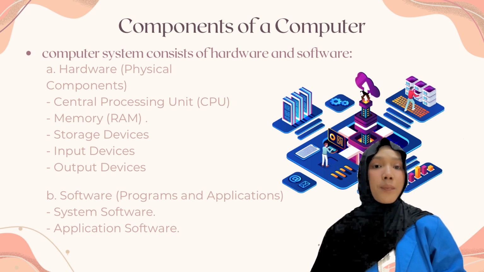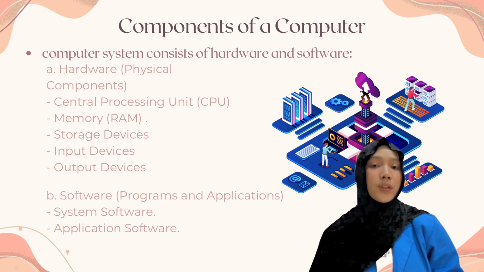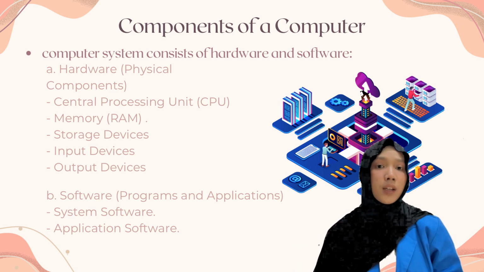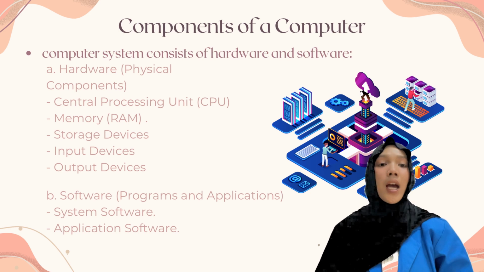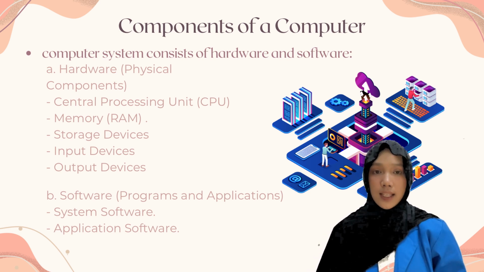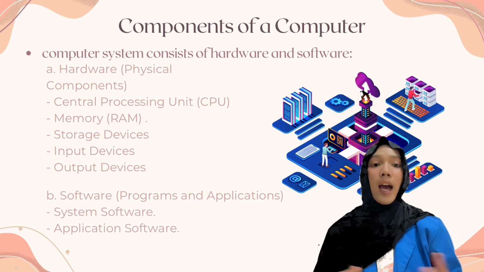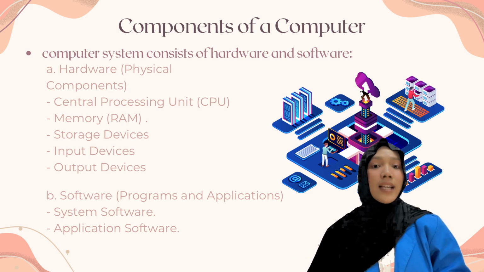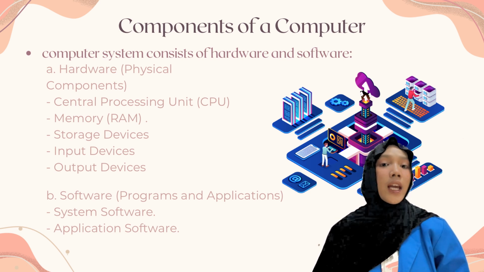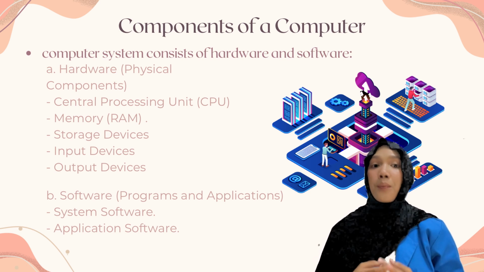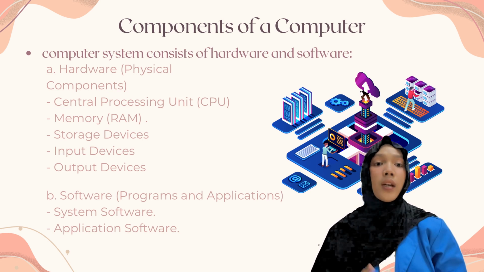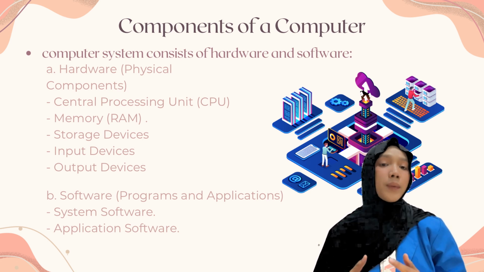A. Hardware, the physical components. Central Processing Unit, CPU, the brain of the computer, responsible for processing instructions. Memory, RAM, temporary storage for quick data access. Storage devices: hard disk drive, HDD, solid state drive, SSD, and cloud storage. Input devices: keyboard, mouse, scanner, microphone. Output devices: monitor, printer, and speakers.